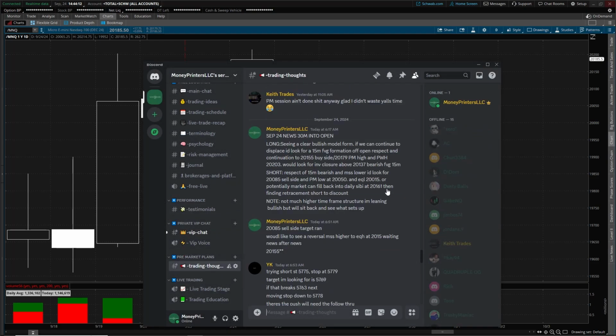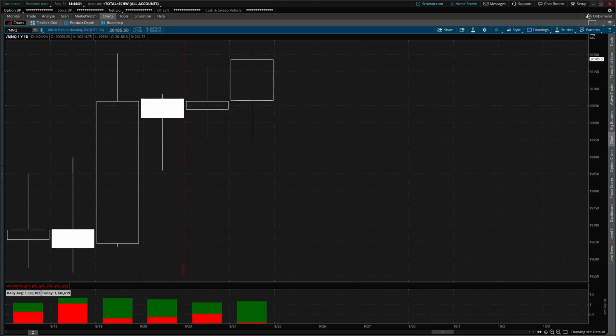My pre-market plan was very simple. I was bullish on the day, but once I saw my model come in, I shifted my plan because you have to use an adaptive structure. Very simple. My short plan was respective of the 15-minute bearish, market structure shift lower. I look for internal targets, pre-market low, equal lows. And let's get right into that.